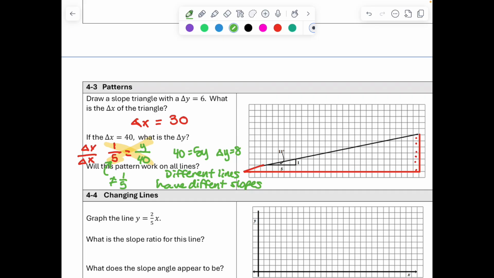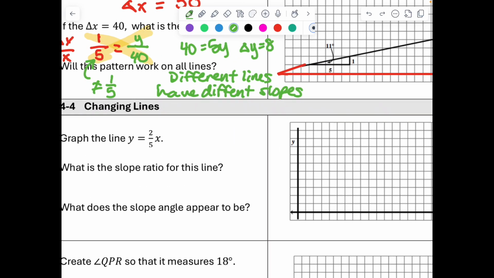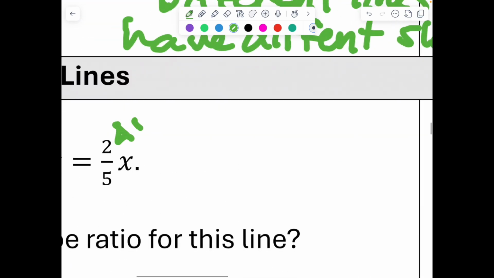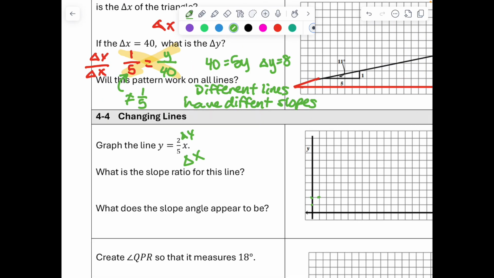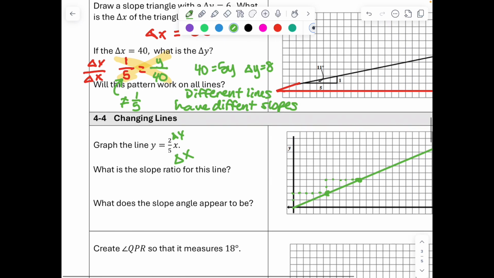But we can do the same sort of thing where we set up the slope ratio and set that equal to our ratio when we're trying to find either the change in y or the change in x. So they want us to graph the line 2 over 5x. So that's my change in y. This is my change in x. So I'm going up 2 and to the right 5, up 2 to the right 5. So I'm going to draw a line through those 2 points.